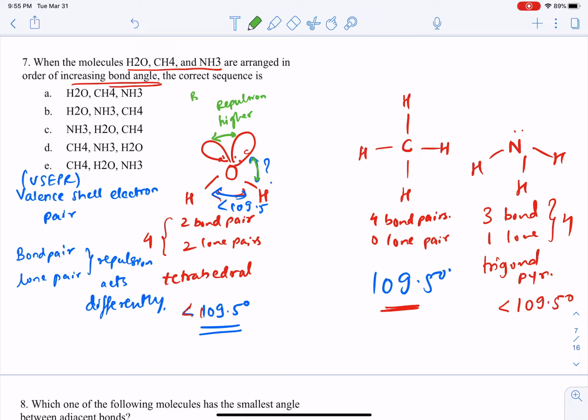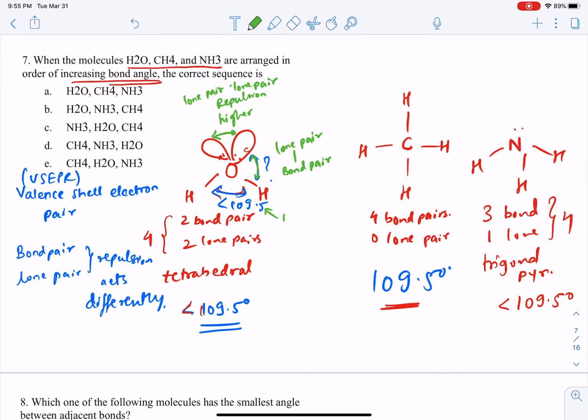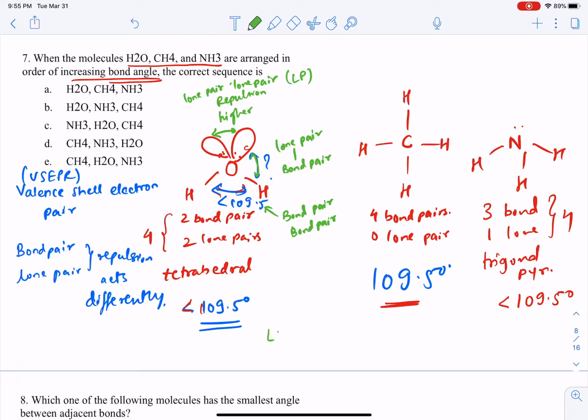So this is lone pair repulsion. This one is lone pair bond pair repulsion, and this one is bond pair repulsion. So writing it as LP for lone pair and BP for bond pair, you can say that the lone pair repulsion is higher compared to lone pair bond pair repulsion, and the least one is bond pair repulsion.